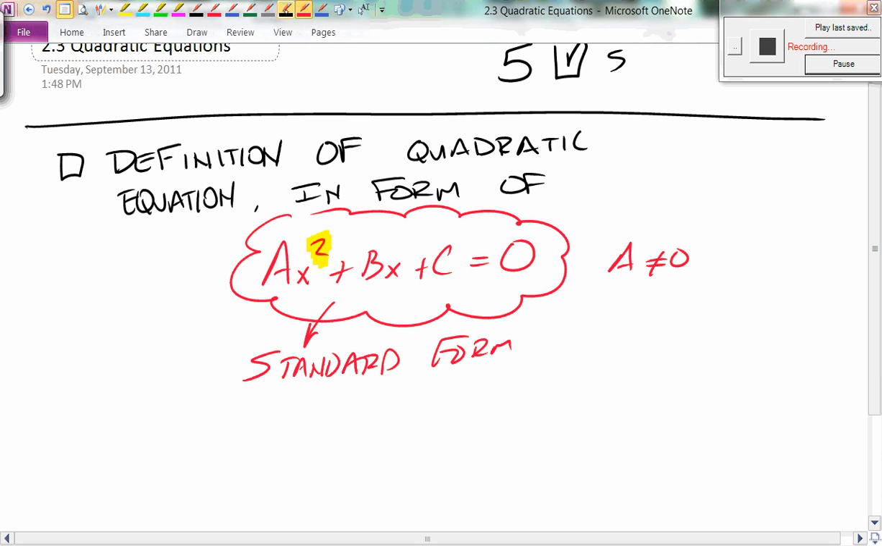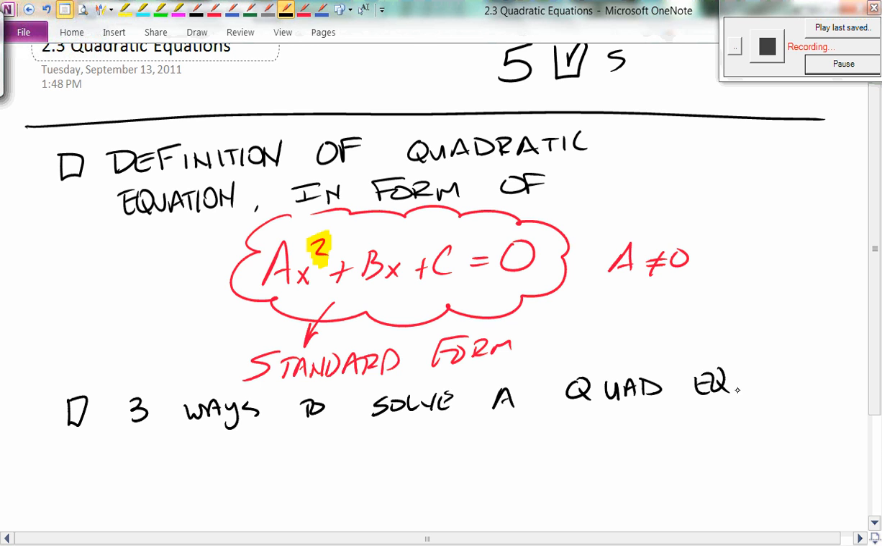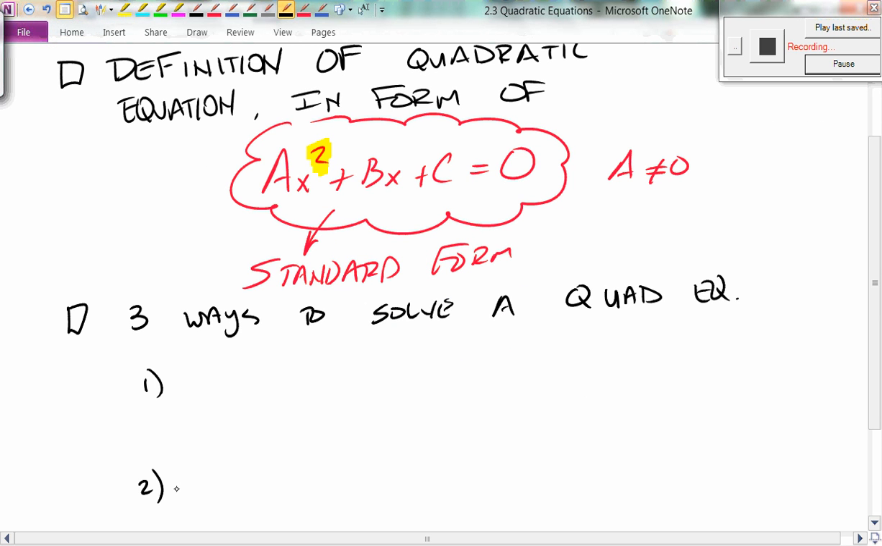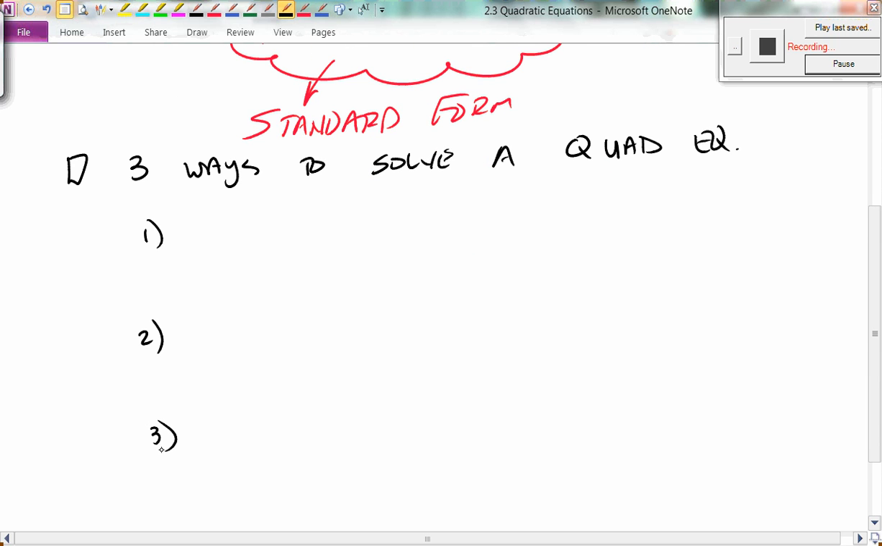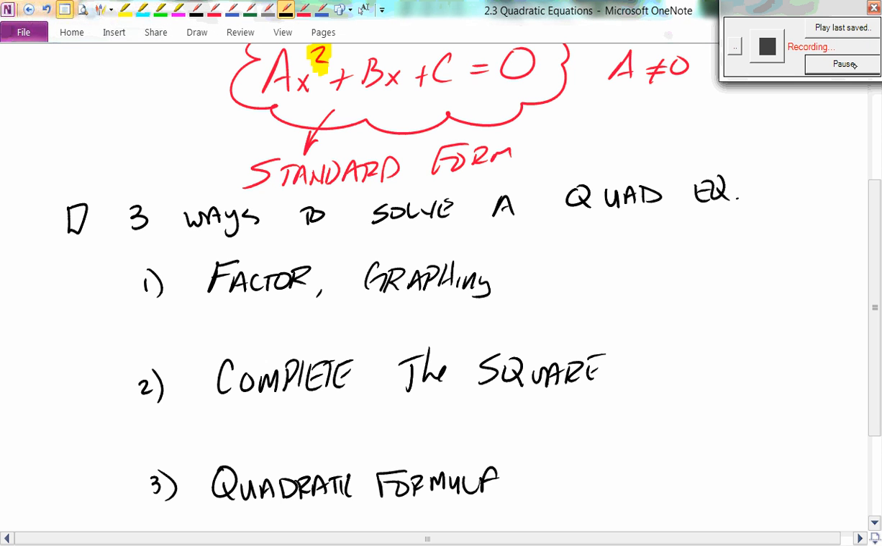Okay, very good. There are 3 ways to solve a quadratic equation, so let's list them out: 1, 2, and 3. These are the 3 ways that we know how to solve a quadratic. The first way is by factoring. You can check the factoring with graphing, and I'll show you that today. The second way is completing the square, and the third way is the way that works guaranteed every single time, called the quadratic formula.